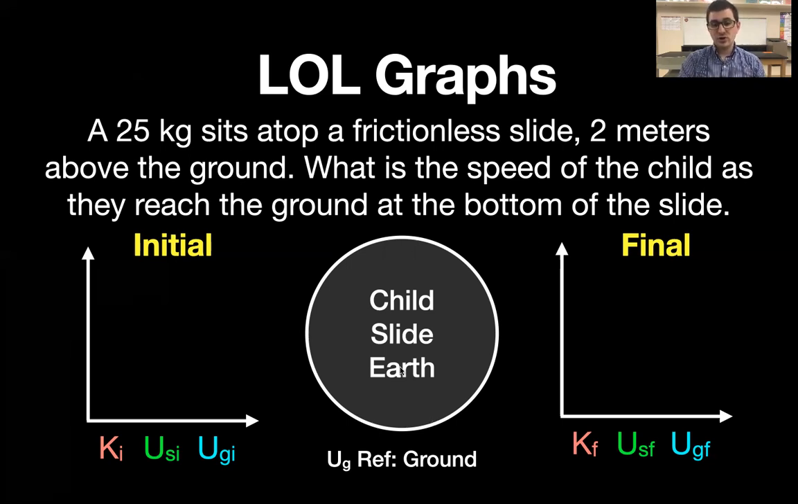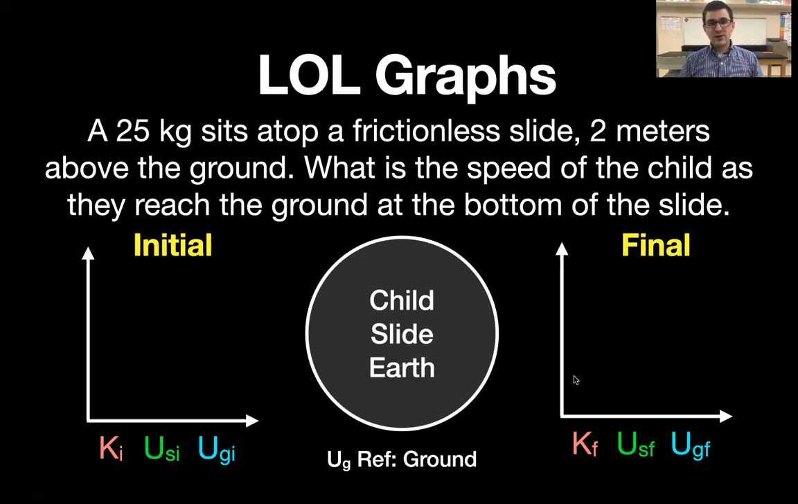So if we include the Earth, and we should definitely include our gravitational potential energy reference point, which is going to be the ground, that gives us the delta H above the ground. Then the initial energy is going to equal the final energy, which is good.